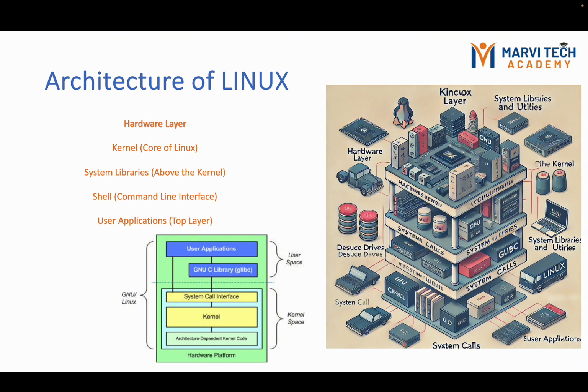So to describe the overall flow, users interact with the shell to give commands or run applications. The shell passes this request to system libraries. System libraries use system calls to communicate with the kernel. The kernel manages the hardware resources to fulfill these requests, like processing a command or running an application. So each layer abstracts complexities for the one above it, providing a smooth, functional experience for users and applications.